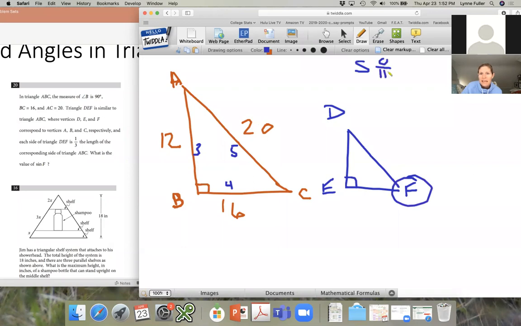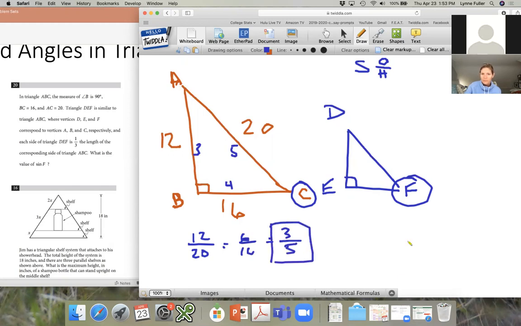But sine is opposite over hypotenuse. Well, if these are similar triangles, taking the sine of F is the same thing as taking the sine of C. And if you don't know that it's a 3, 4, 5 triangle, and you're just dealing with what is, 12 over 20 reduces to 6 over 10, which reduces to 3 over 5. So that is going to be your sine of F. So you can see they bring up proportional triangles in lots of different ways.